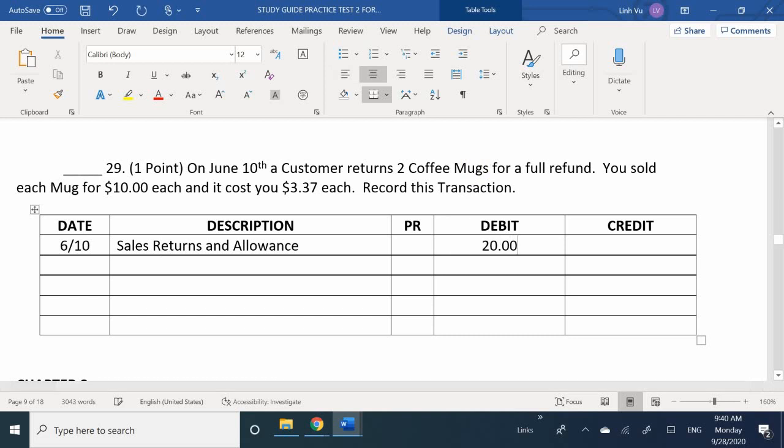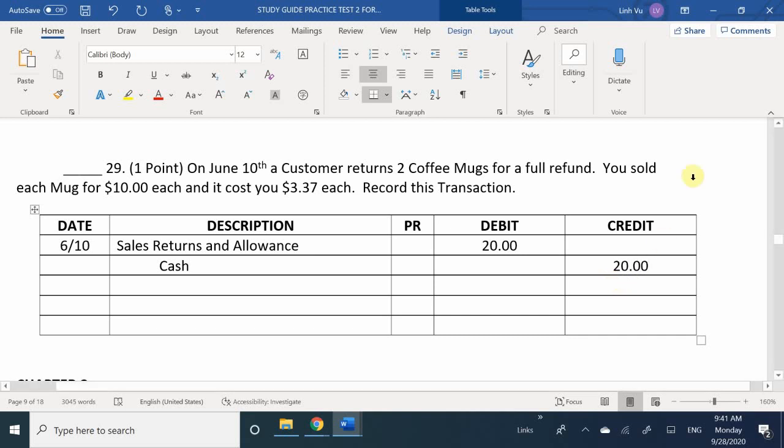$20, right? Because this is a sale to a customer. We're going to take the selling price that we originally sold to this customer. So in this case, they're returning 2 at $10 each, which gives us $20. And how am I going to refund this customer? With cash. Good. For the same amount. No sales tax because we already established there's no sales tax.